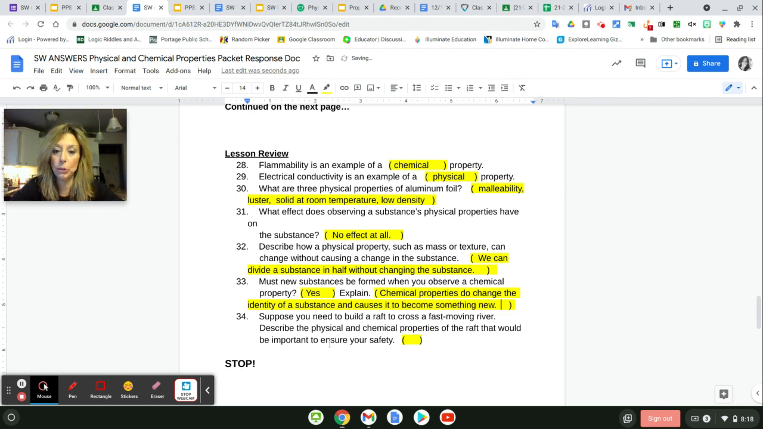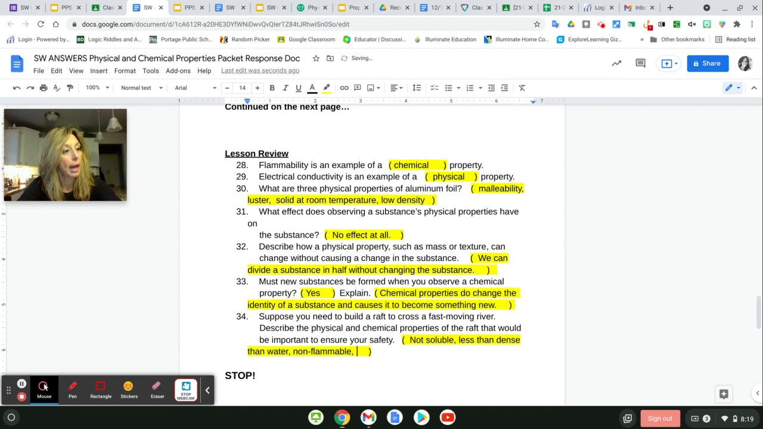Okay, suppose you need to build a raft to cross a fast-moving river. Describe the physical and chemical properties of the raft that you would want it to have. I'm going to say not soluble. I do not want it dissolving in water, obviously. Okay. I would also want it to be less dense than water. We don't want it to sink. Okay. I wouldn't want it to burn. I mean, you got water around you, but you can still burn a boat.